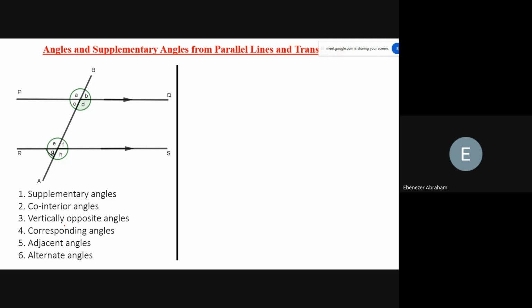Vertically opposite angles. I would say A and D are vertically opposite. A and D. Okay, thank you. Yes, can I hear another voice? John. Yes, sir. Let me hear you. Yes, John. Yes, B and C. B and C, okay. Kingsley Owari. Yes, sir. G and F. G and F, they are vertical opposites.